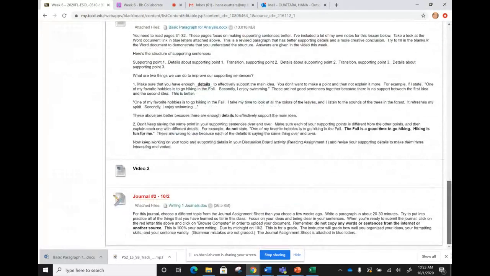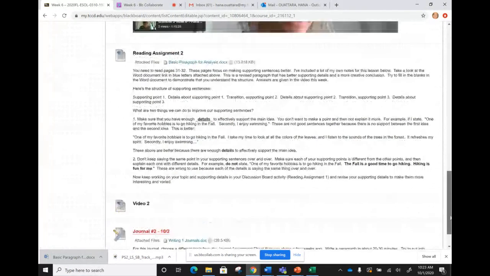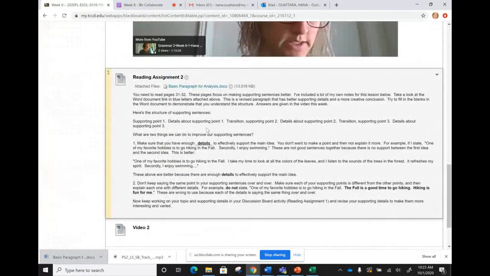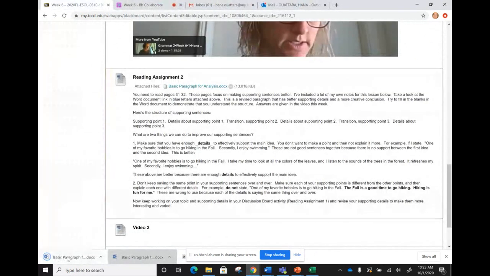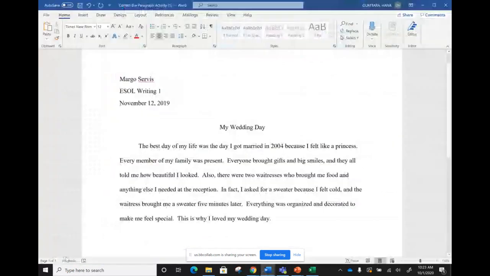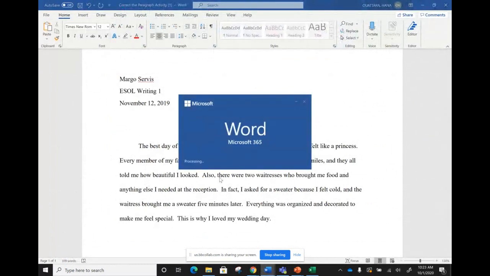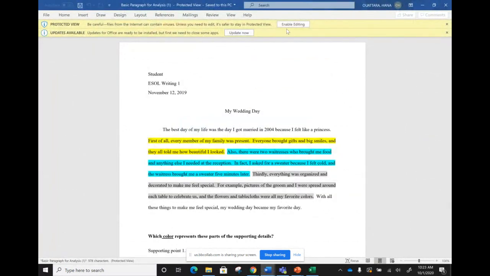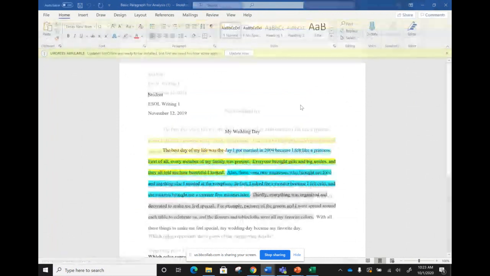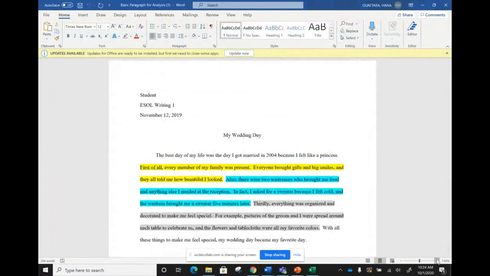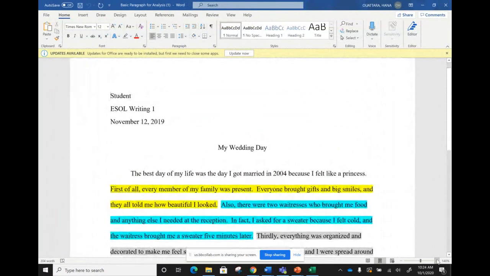So if I go down to reading assignment 2, that's today's assignment, okay? And I click on basic paragraph for analysis. This is what we're doing in class now because I want to show you how to do this, all right? And clicking on this, I can zoom in a little bit for you guys.